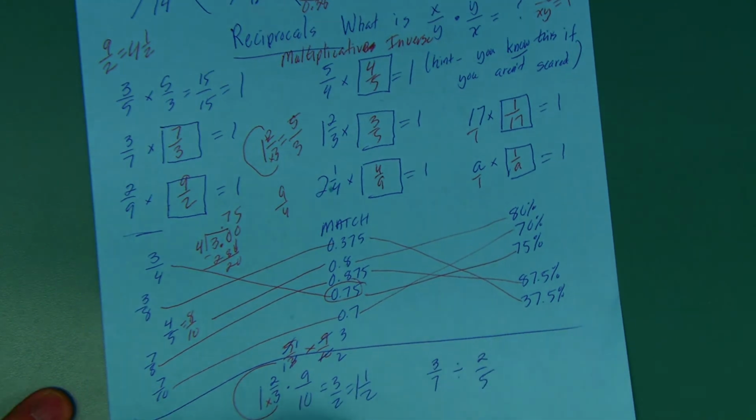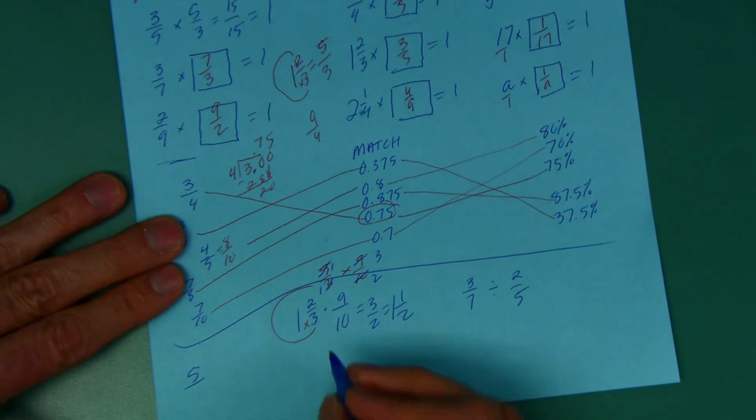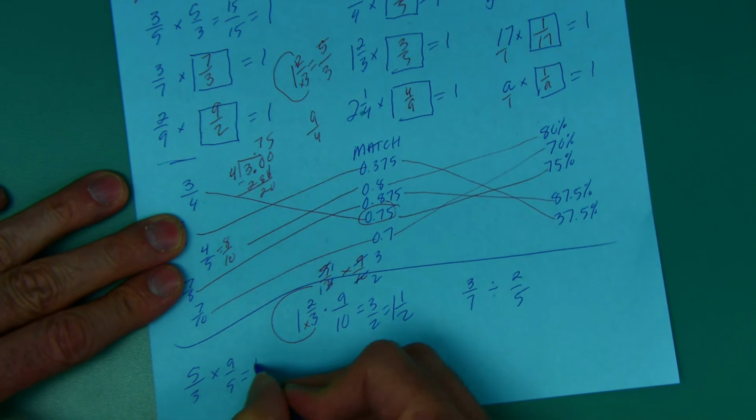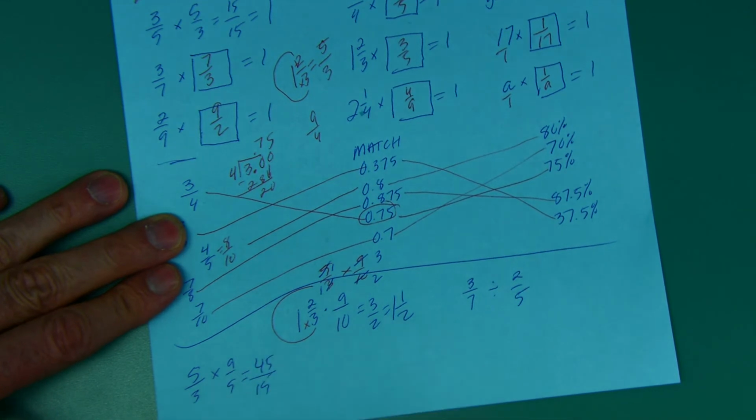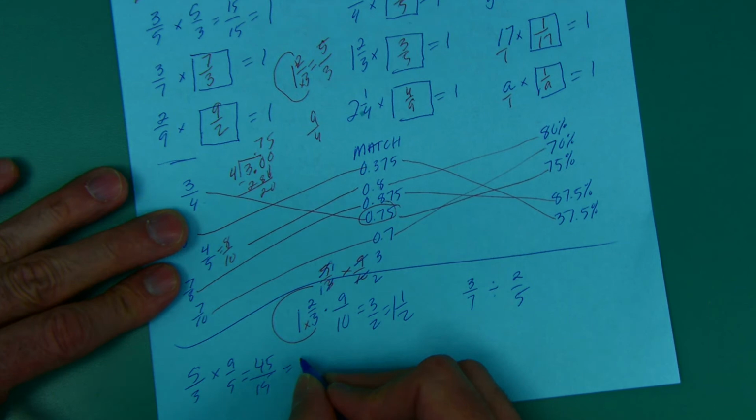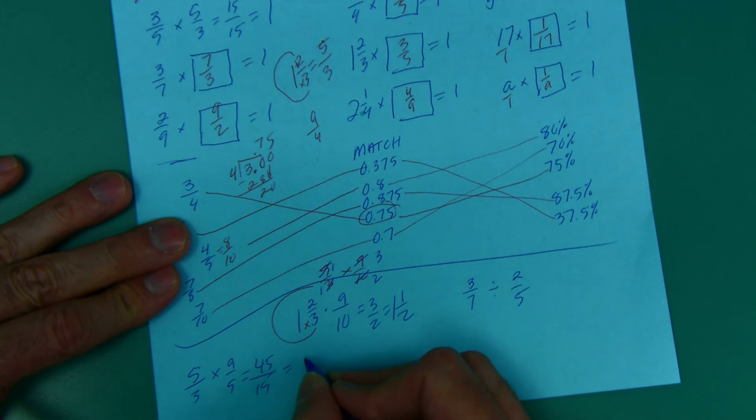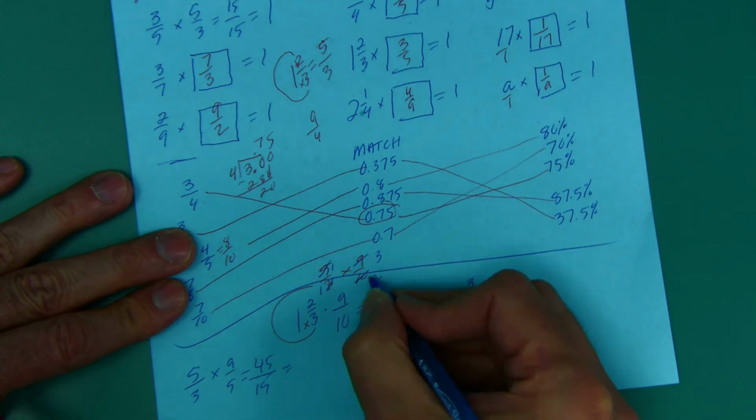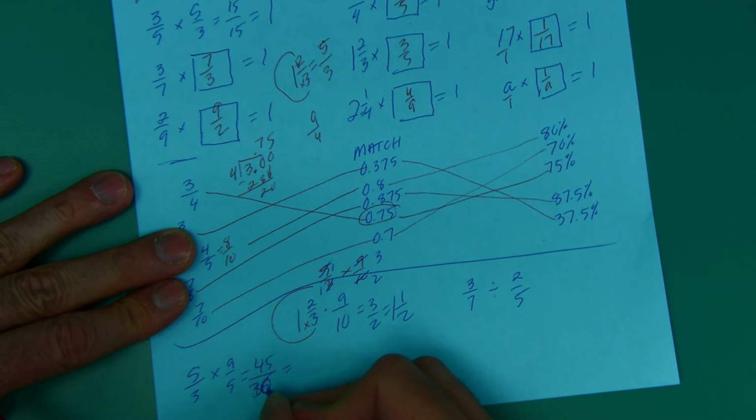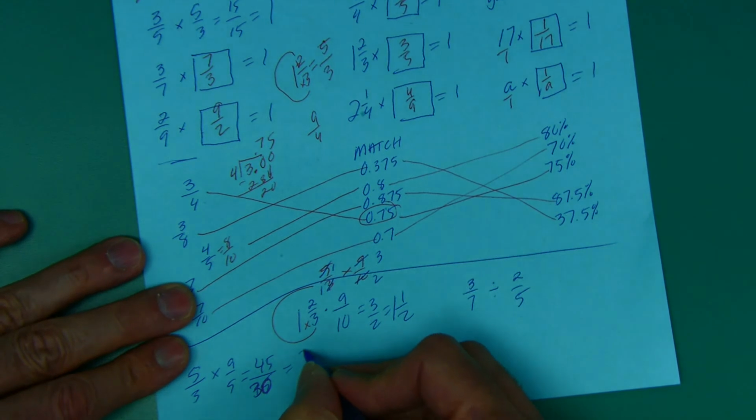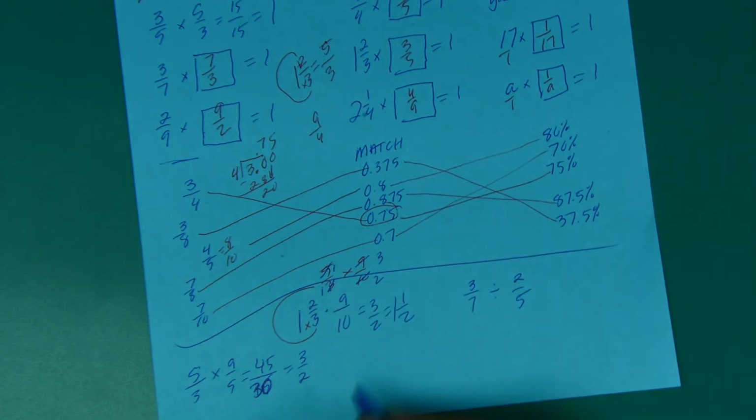And again, let's look at that one more time real quick. 5/3 times 9/10. If I multiply across the top, I get 45. Across the bottom, I get 30, because 3 times 10 is 30. 15 goes into 45 3 times, goes into 30 twice. Okay. 3 halves is the same as 1 and 1/2. Sorry for getting confused there.